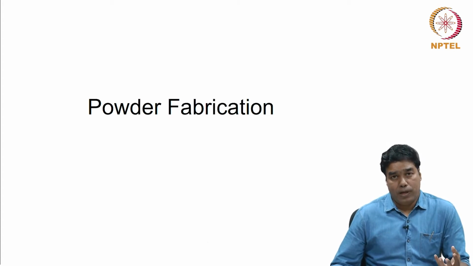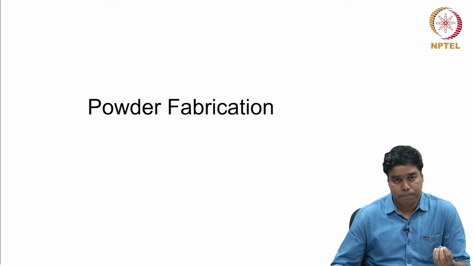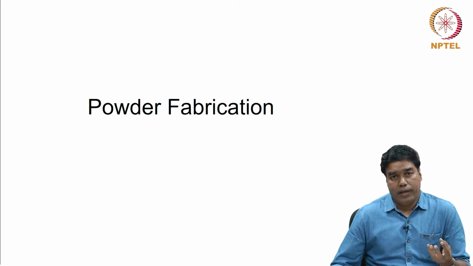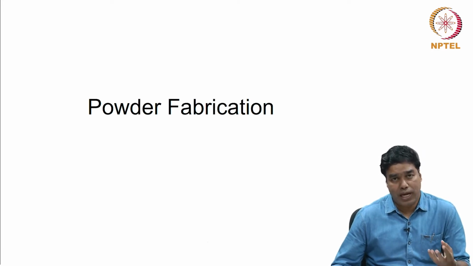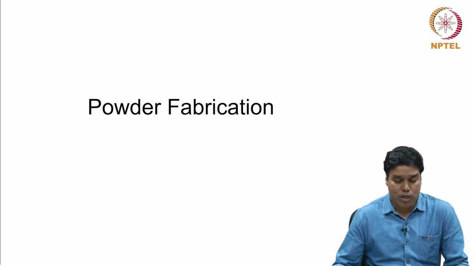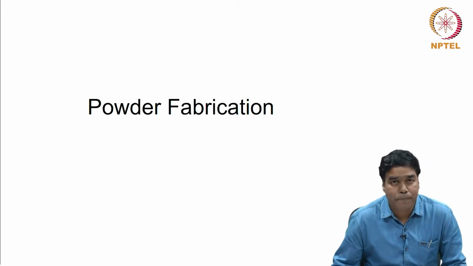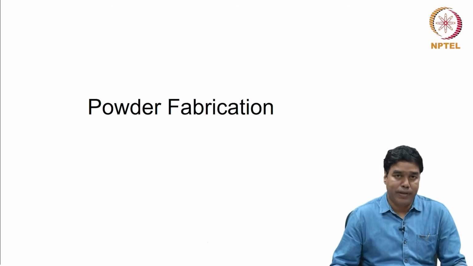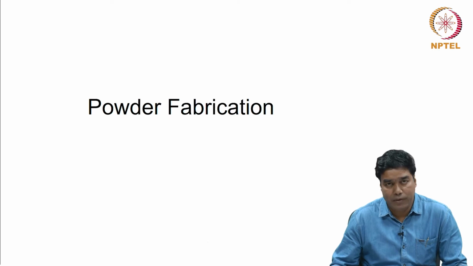So, since the powder has a lot of influence on this process, you need to first see how the powder is fabricated, because the fabrication process will actually influence the type of powder in terms of many of its characteristics and properties. Okay. So, today in this class we are going to see how powders are fabricated. We will be mostly dealing with metal powders here. So, we will see how metal powders are processed and manufactured.